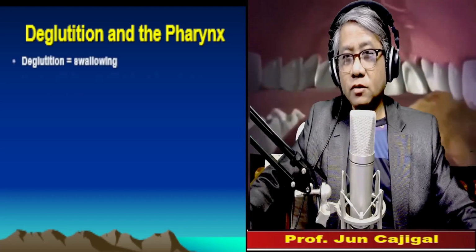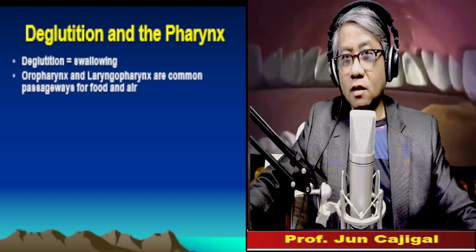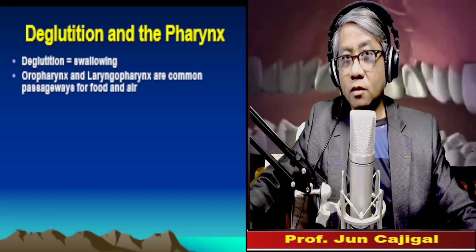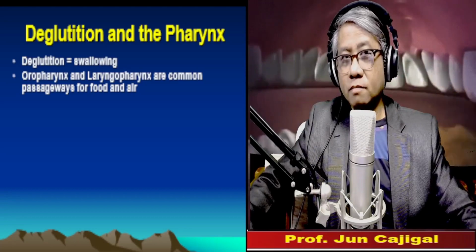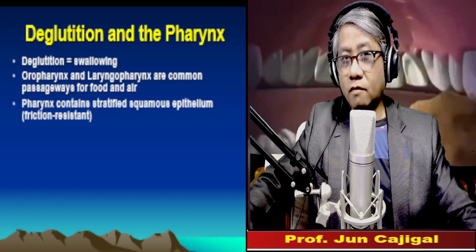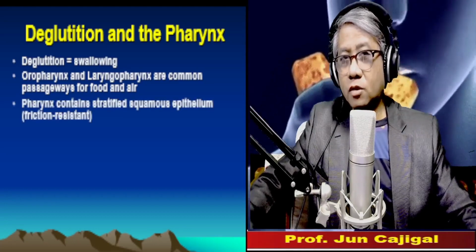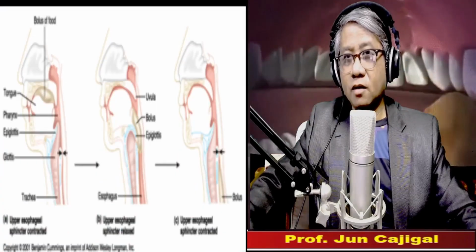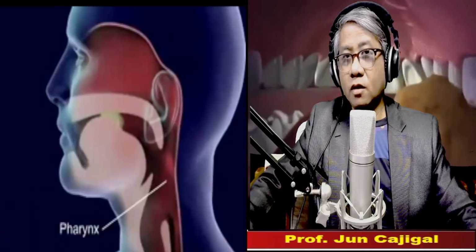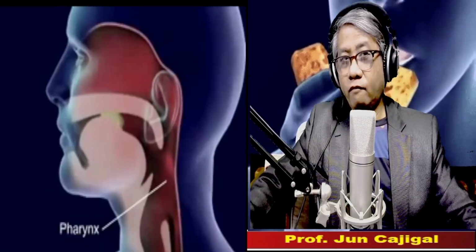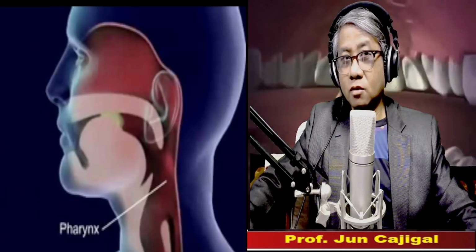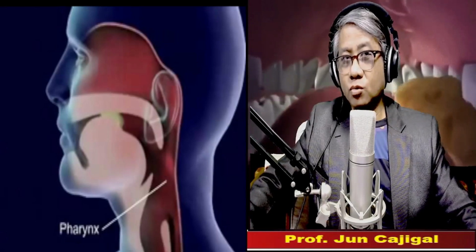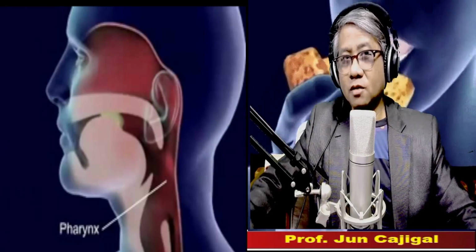And the food enters through the oropharynx and the laryngopharynx, which are common passageways for food and air. And in terms of its histology, the pharynx contains stratified squamous epithelium, which is friction resistant. So that is the pharynx. And also we must not forget to ensure the entry of food into the esophagus and not through the air passages. The pharynx contains a flap of tissue known as the epiglottis.